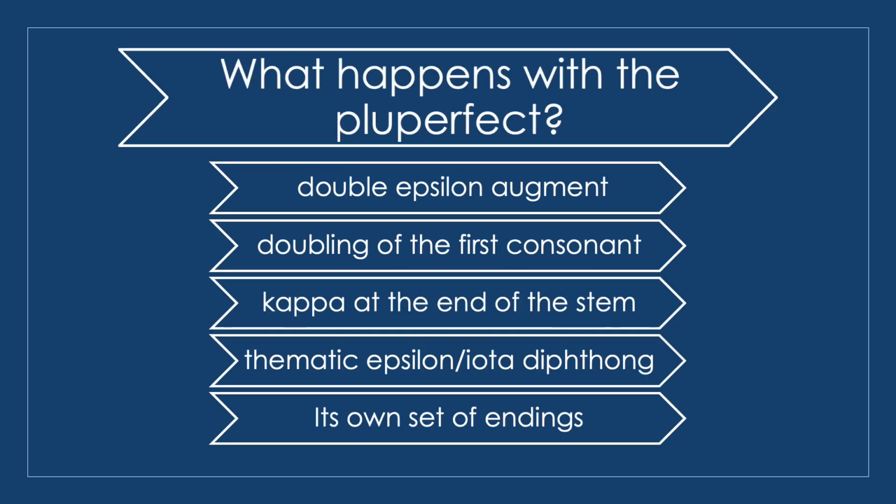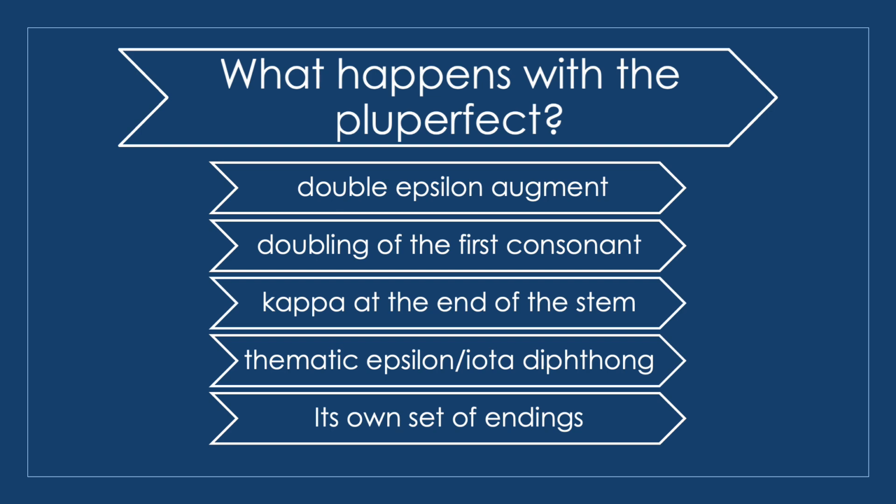So let's also just have a little look at the pluperfect. What happens here is we get two epsilon augments. So there's still the doubling of the first consonant, and sometimes it's a vowel that gets doubled, but usually there's a consonant and they're getting doubled. The other epsilon augment goes before that consonant to show us that it is before the perfect tense, where there's already an epsilon showing us that it's in the past.